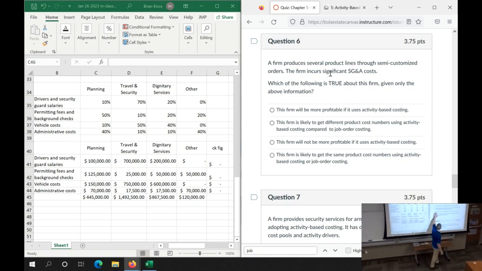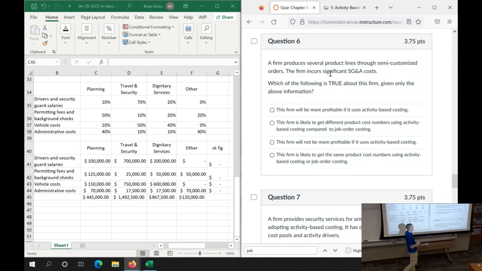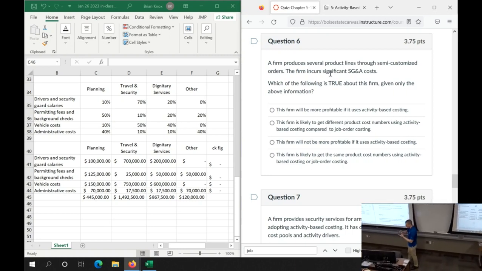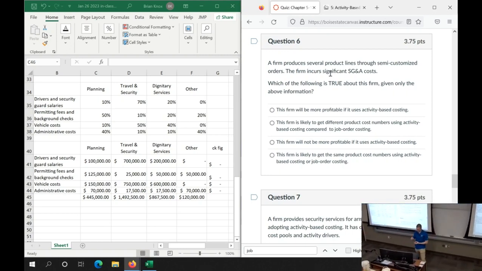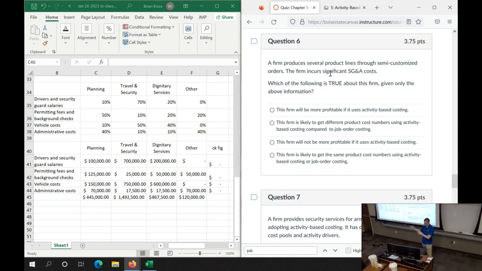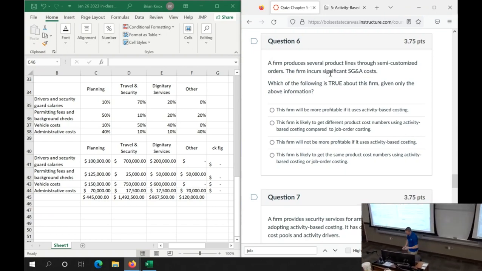All right, this firm will not be more profitable if it uses activity-based costing. Let's put that in the same category as this; it's clearly the contrast to the first one. Let's come back to that in a second. This firm is likely to get the same product cost numbers using activity-based costing or job order costing. I don't think that's true. Because ABC uses multiple cost drivers, it'll be more refined, most likely, and because we have significant SG&A costs and some of those might get pulled in to be product costs, that last one is not true.